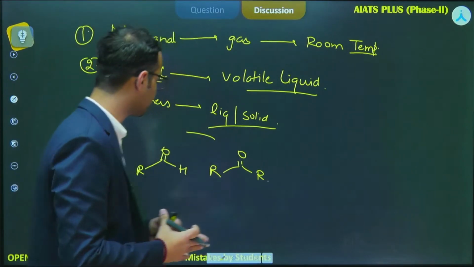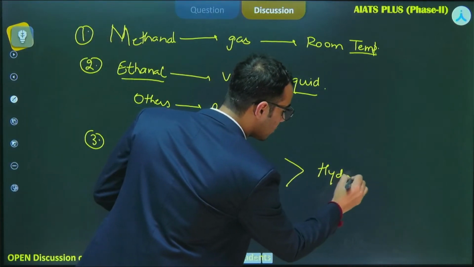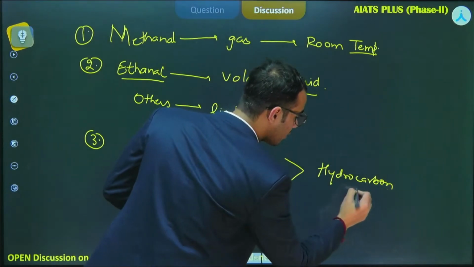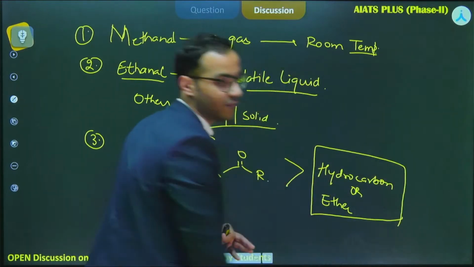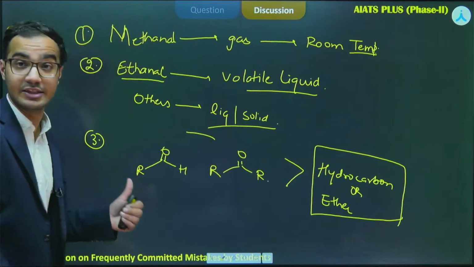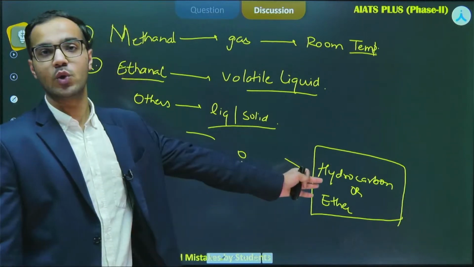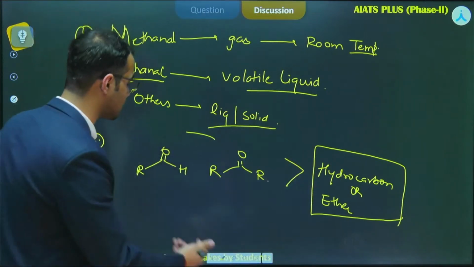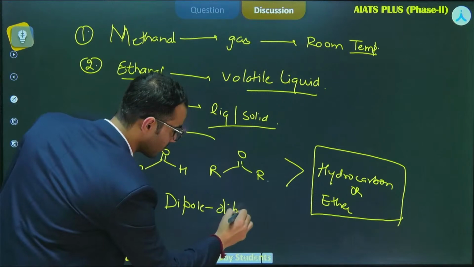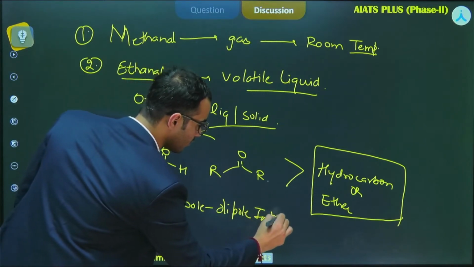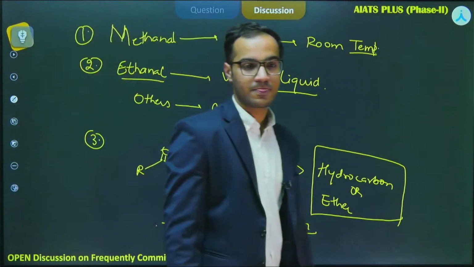So the boiling point is greater than that of hydrocarbons or ethers. This is always the case. They might ask you the reason that aldehydes or ketones have a higher boiling point as compared to hydrocarbons or ethers. It is just because of dipole-dipole interaction. I hope this point is clear to you.